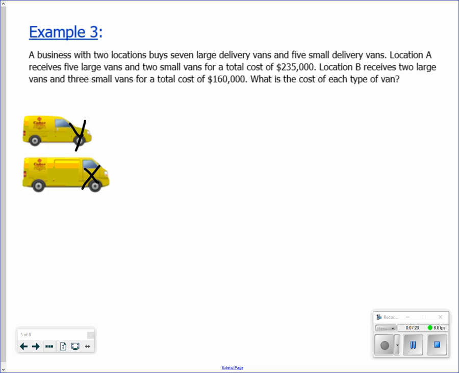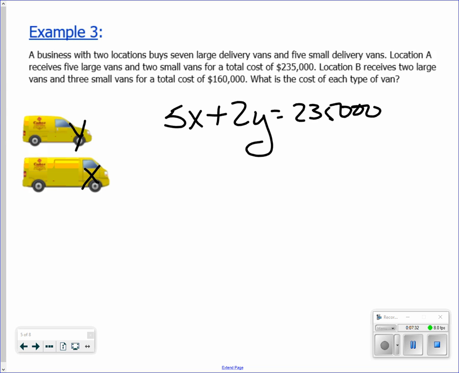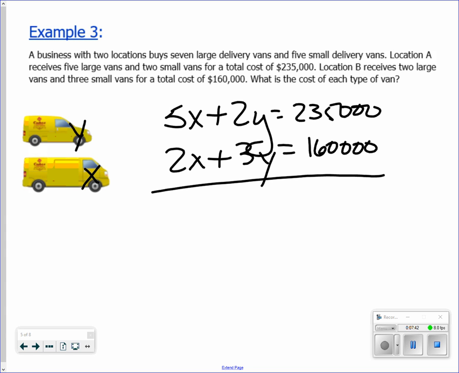So let's read this sentence again. It says 5 large, 2 small for $235,000. Location B gets 2 large, 3 small, for a total of $160,000. This is creating what's called a system of equations. We're going to do a lot of these over the course of the rest of this chapter, in which we'll have word problems that you'll have to create a system.